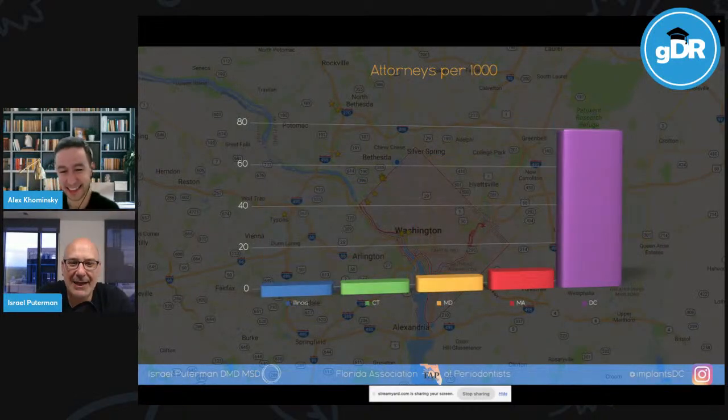Wow. It fully is. Almost 1 out of every 10 people in the district is an attorney. I was going to say, I guess if you include government and parliament, that's exactly it.